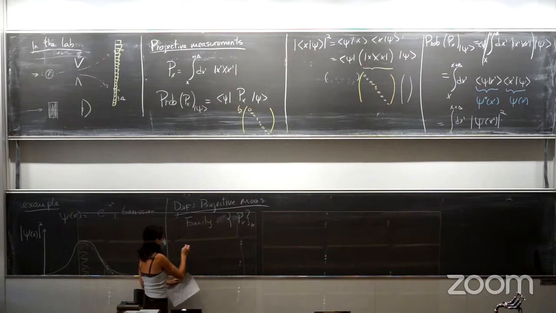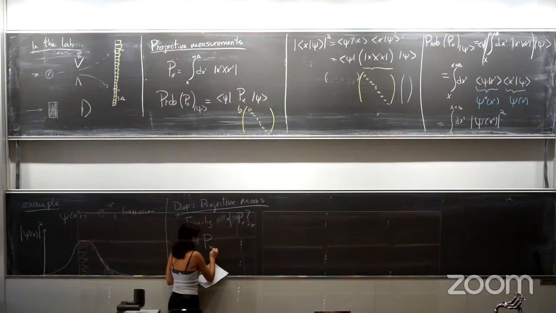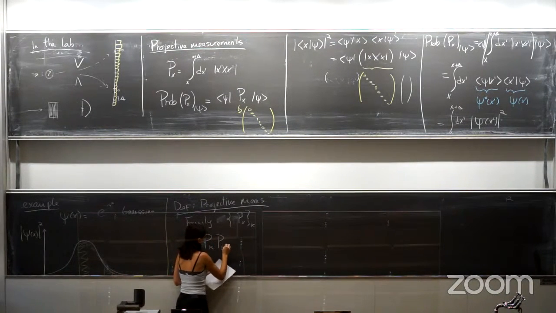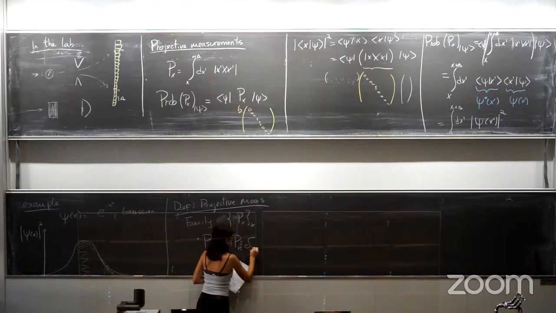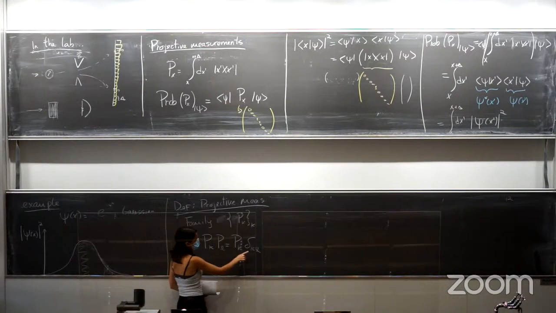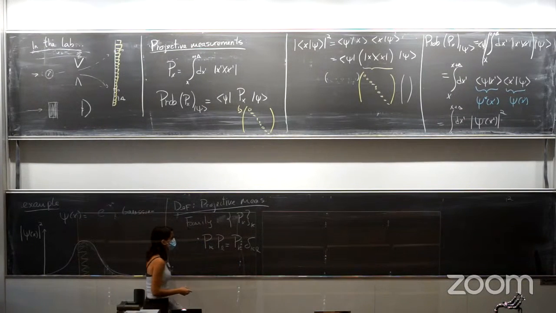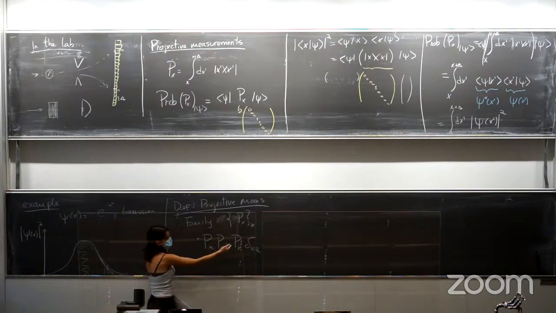Doesn't need to be, but the properties that they need to satisfy are, to put it compactly, like this. So this is the Kronecker delta. So when you multiply two projectors, if they are the same, then they give you again the same one. So P squared equals P. And if they're different, they give you 0.